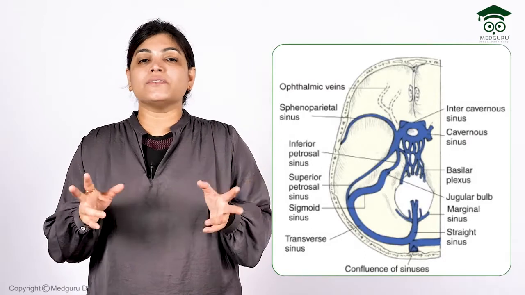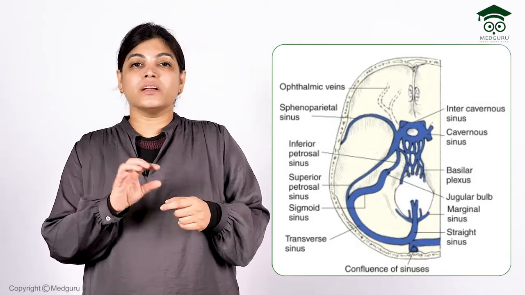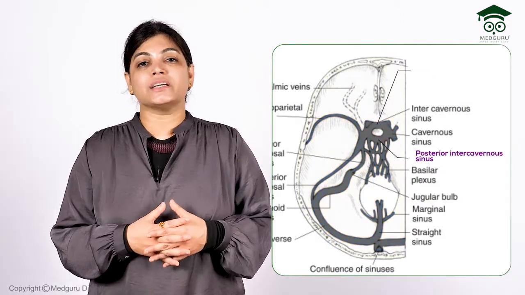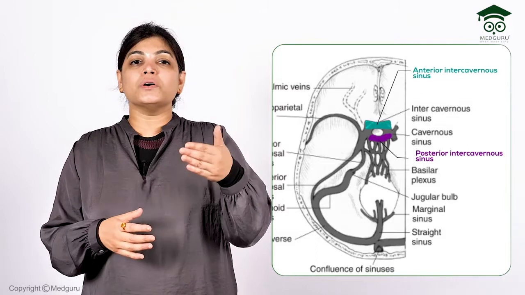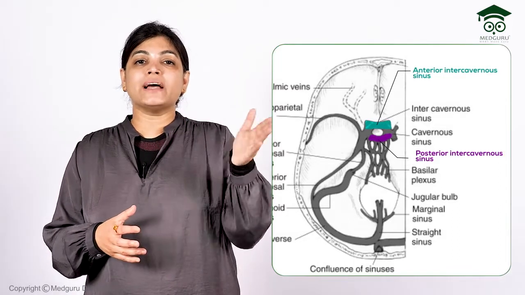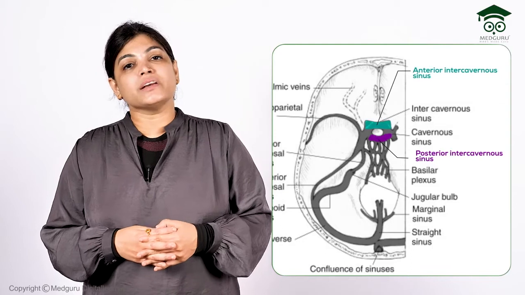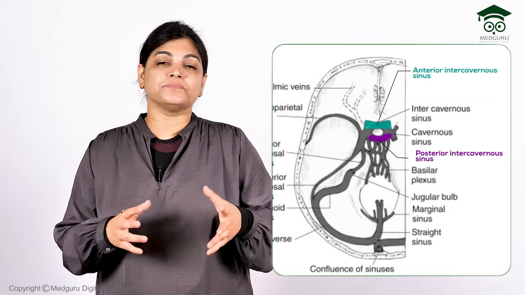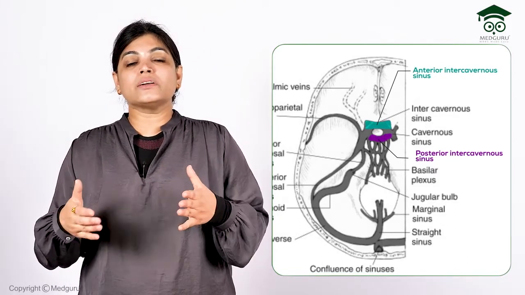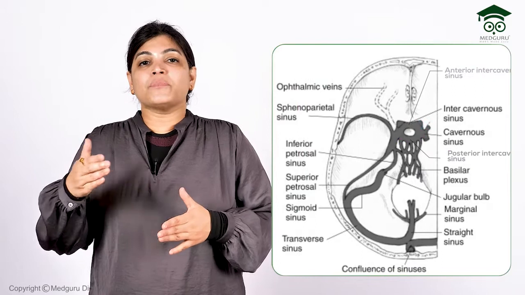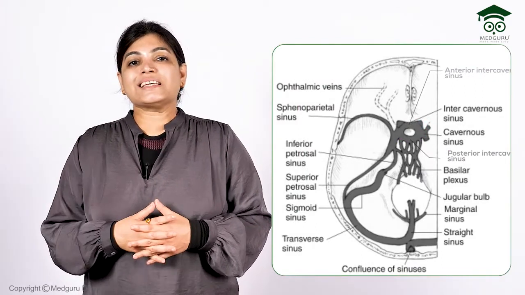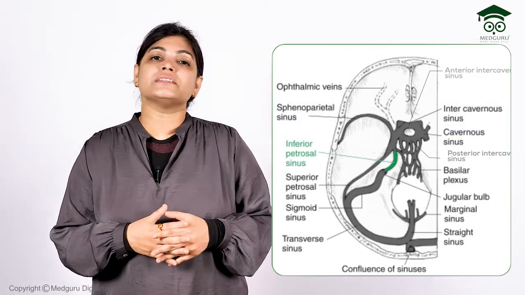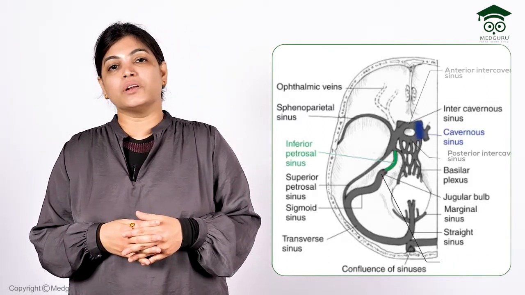Now these two cavernous sinuses are also connected by sinuses, and the names of those sinuses are the anterior and posterior intercavernous sinus. So the two connecting sinuses between the bilateral cavernous sinuses are the anterior intercavernous sinus and the posterior intercavernous sinus. Thereafter, coming to other communications, like the inferior petrosal sinus. Through this inferior petrosal sinus, the cavernous sinus communicates with the internal jugular vein.